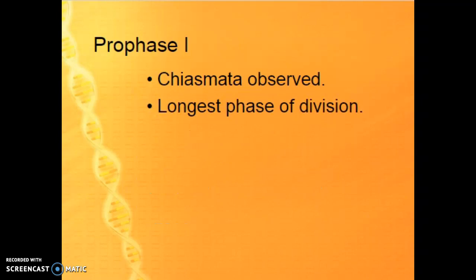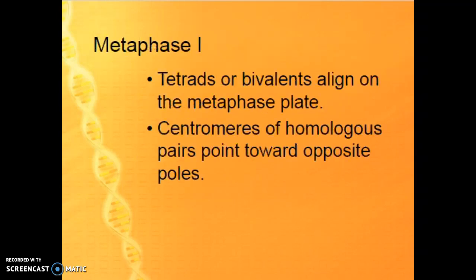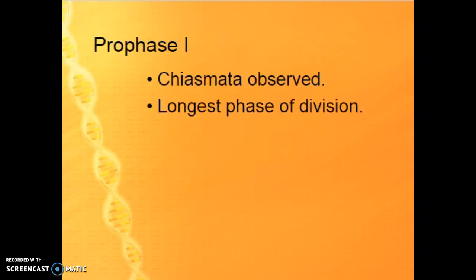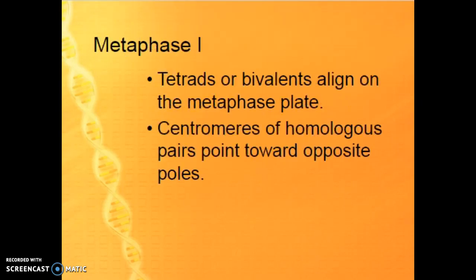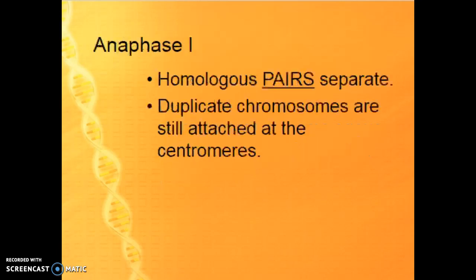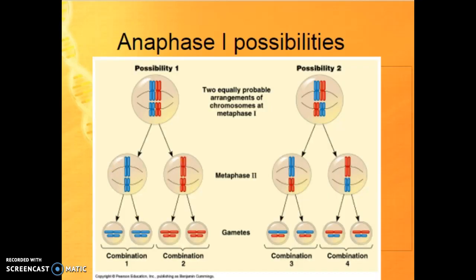In prophase 1, again, we're going to see chiasmata, which is where we see crossing over. That's our longest phase of division, which should make sense because we've got the most DNA piled up in one place trying to sort it out. Metaphase 1, those bivalents and tetrads are going to align along the metaphase plate. Centromeres are going to point towards opposite poles. Anaphase, they're going to pull apart, but it's homologous pairs pulling apart, not individual chromosomes.